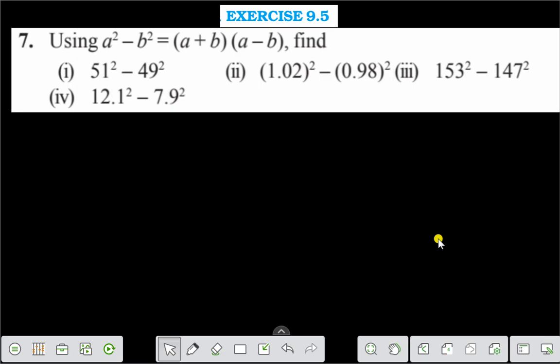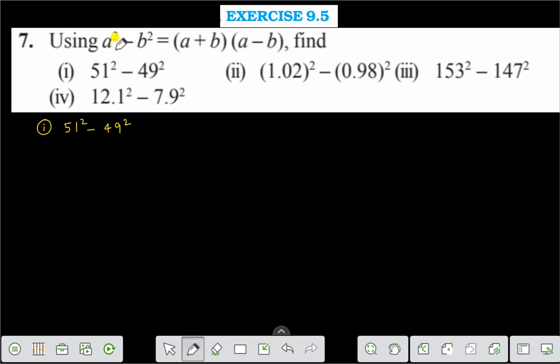Hello everyone. Today I shall discuss exercise 9.5 question number 7. Using a square minus b square is equal to a plus b into a minus b, find 51 square minus 49 square. Let us find question number 1. Question number 1 here is 51 square minus 49 square.